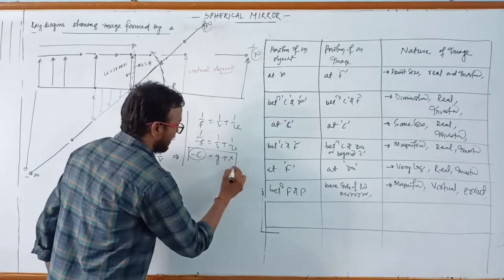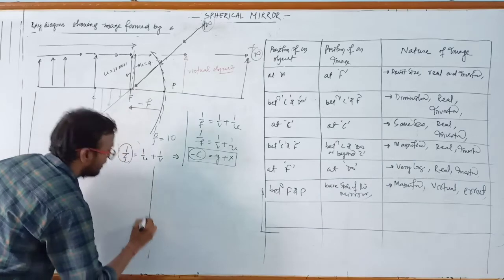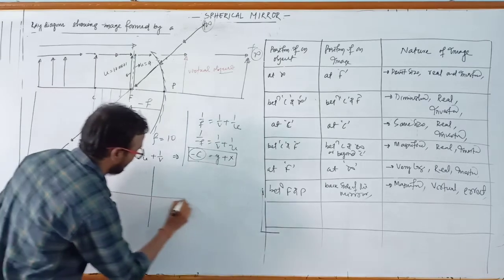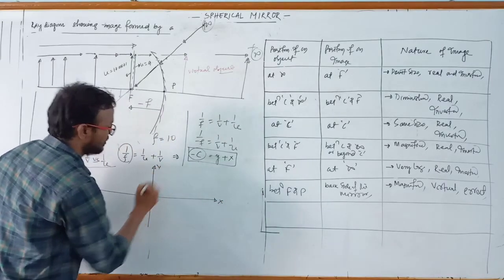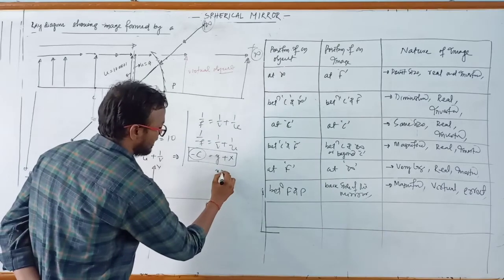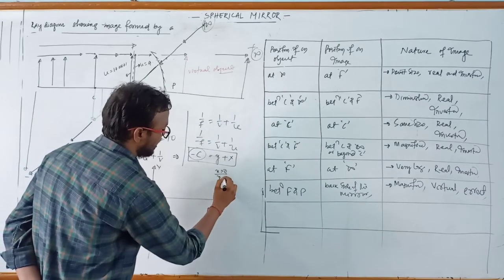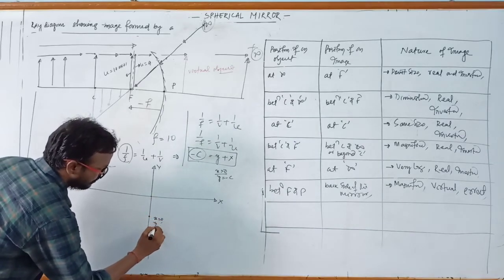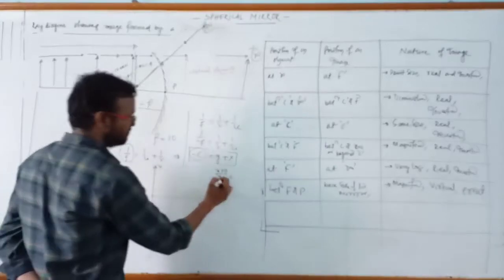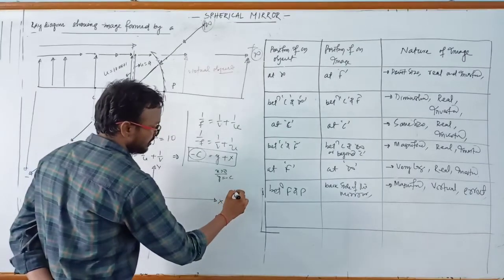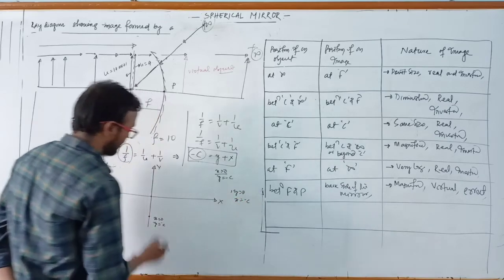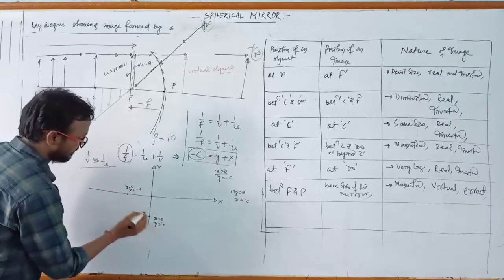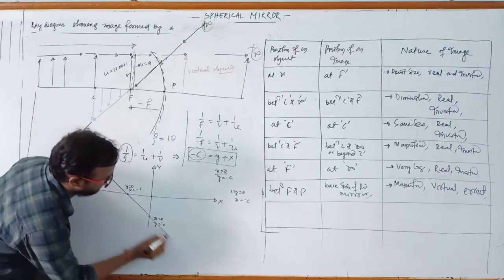If you draw a graph of 1/v versus 1/u, the graph looks like this, this is the x axis and this is the y axis. Clear? When x equals 0, then y equals minus c. And again, when y equals 0, x equals minus c. If we join these points, then this is a straight line.